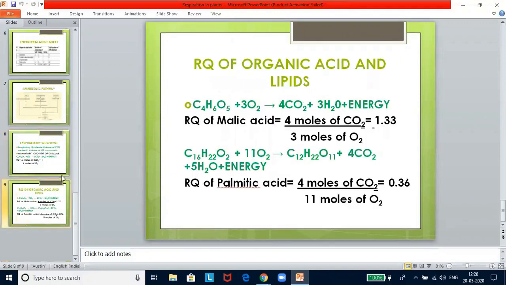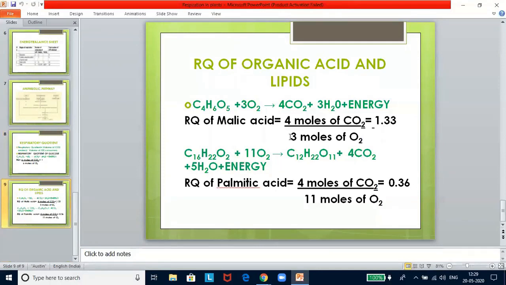Now let us look into the RQ of organic acids and lipids. This is malic acid, C4H6O5 plus 3O2 giving 4CO2 plus 3H2O plus energy. Here carbon dioxide is 4 moles and oxygen is 3 moles, so the RQ is equal to 1.33.